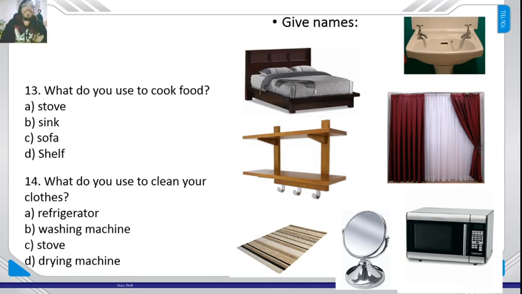Guys, focus on number 14. Pay attention. What do you use to clean your clothes? Refrigerator, washing machine, stove, drying machine. What do you use to clean your clothes? Refrigerator, washing machine, stove ou drying machine?